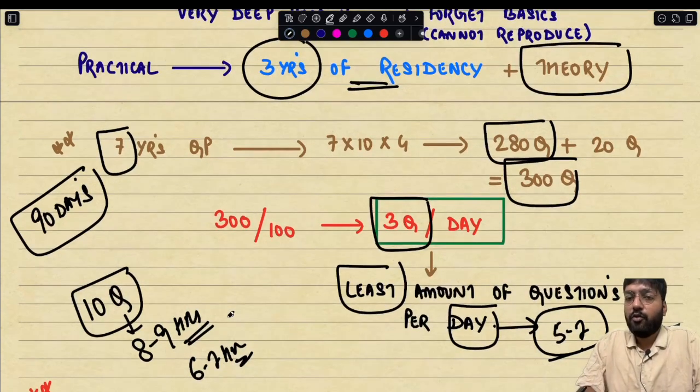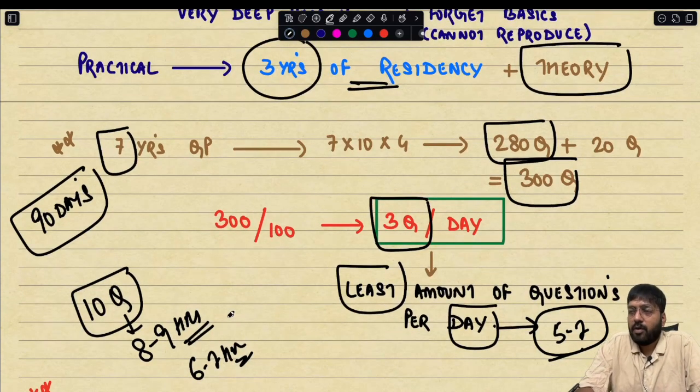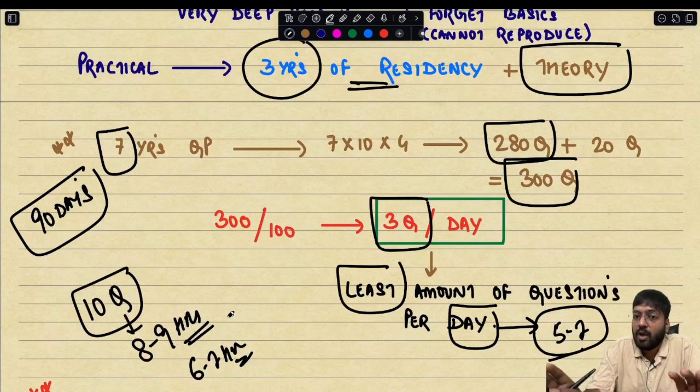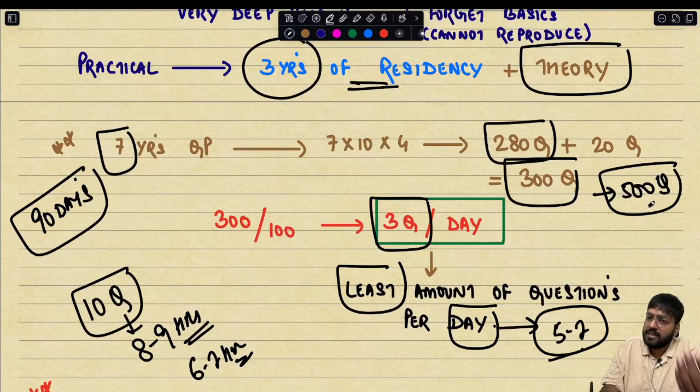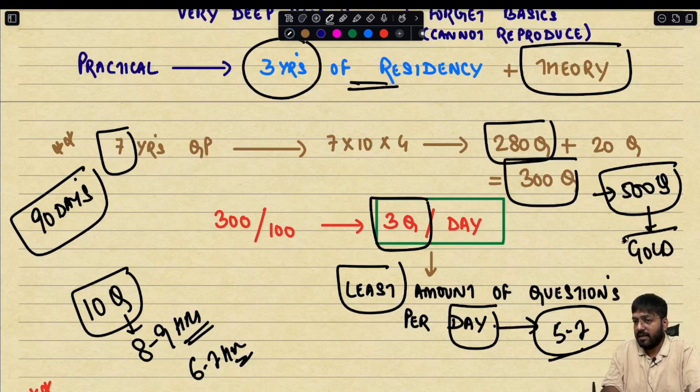This is the mathematical approach. Approximately a minimum of 300 questions you have to do, and if you add all of the topics that I have given you, it might go up to 500 questions. If you are able to solve these 500 questions, you will do very well. You might get a gold medal as well.